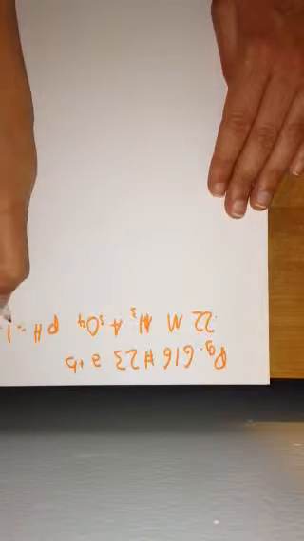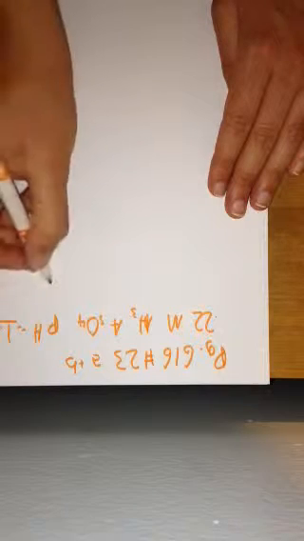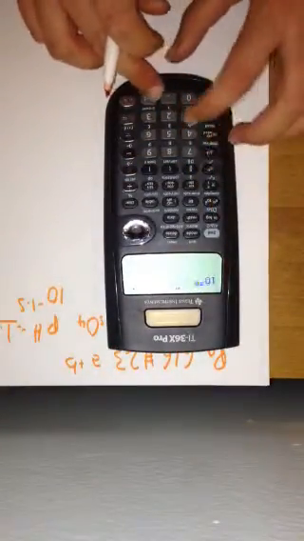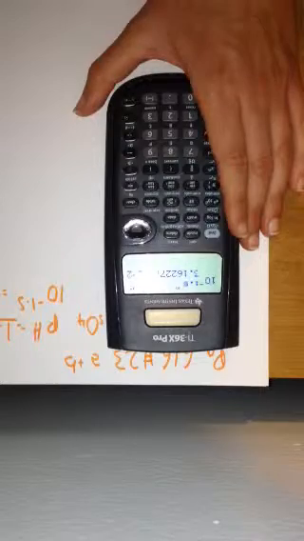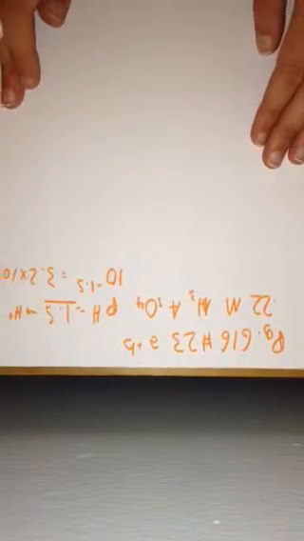So the first thing you're going to want to do is take this and get it to your concentration of H+. So you're going to do 10 to the negative 1.5 on your calculator, which gives you 3.2 times 10 to the negative 2. So now we can start to actually do the Ka problem.